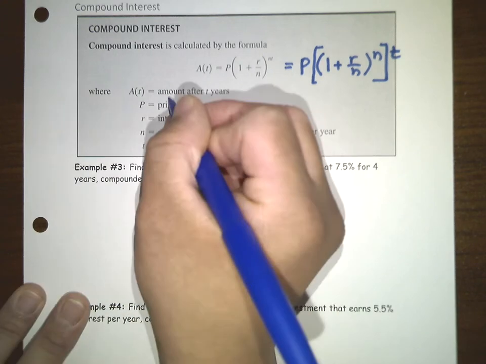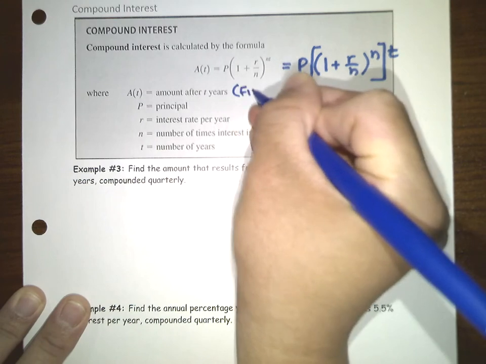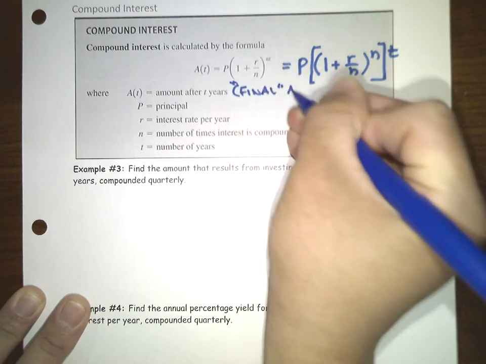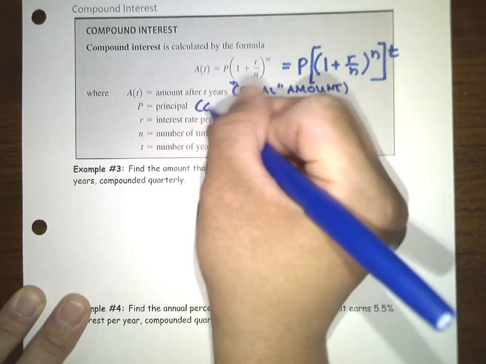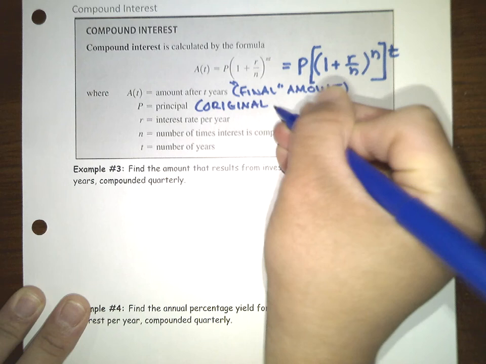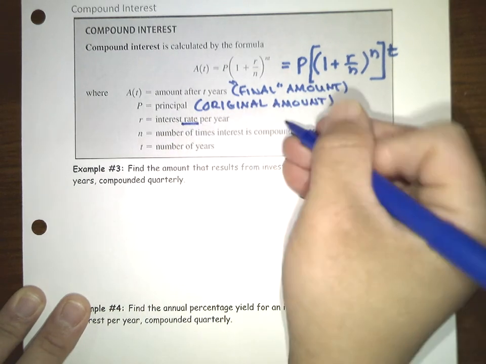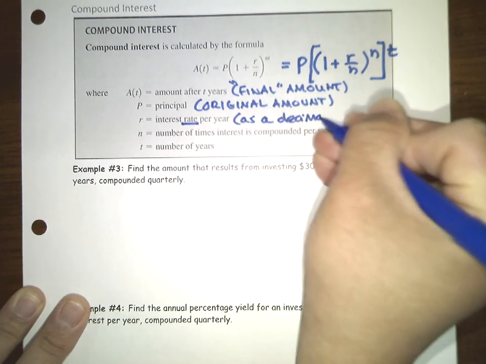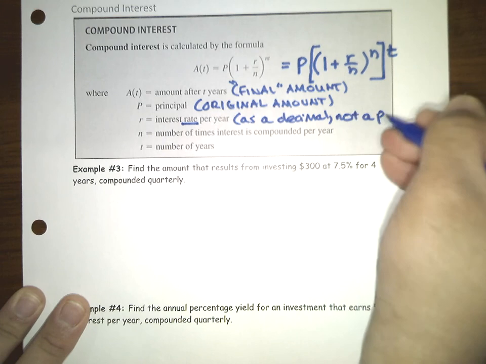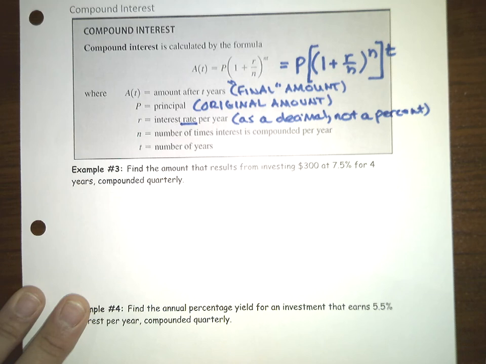So A of t is the amount after t years. So that would be, in other words, our final amount. And then the principal, P, is usually what your original amount that you started with is going to be. And then r is the interest rate per year, and a rate means to write it as a decimal and not a percent. And then the number of times interest is compounded per year is n, and then t is the number of years.